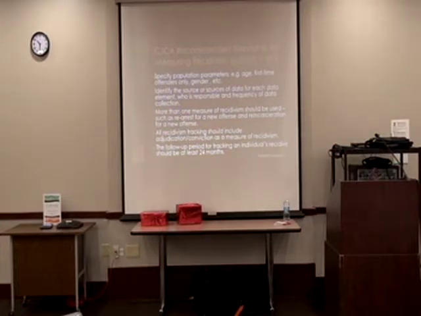All recidivism tracking should include either adjudication for juveniles or conviction as a measure of recidivism. I guess I already covered that. The follow-up, now look at this last one. The follow-up period for tracking an individual's recidivism should be at least 24 months. I agree with that too. My preferred number is 36 months.